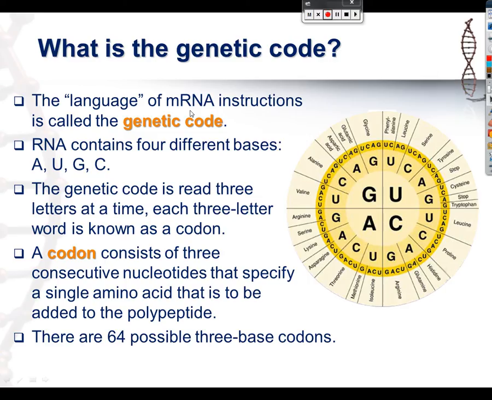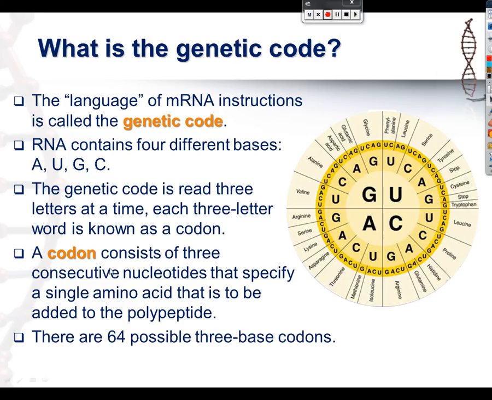The language of mRNA is what we refer to as that genetic code. Remember that in RNA, thymine is replaced with uracil. So you don't see a T anywhere. This is coding for mRNA, so all thymine was replaced with uracil.